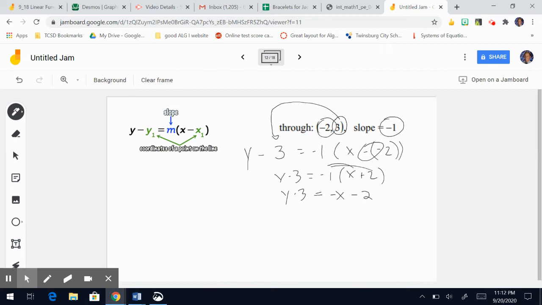And now again, I want y equals, so I need to add 3 to both sides. And that plus 3 goes with the constant because it's the like term. Add that up, I get 0. I get y equals negative x plus 1. Circle it, because that's my final answer.